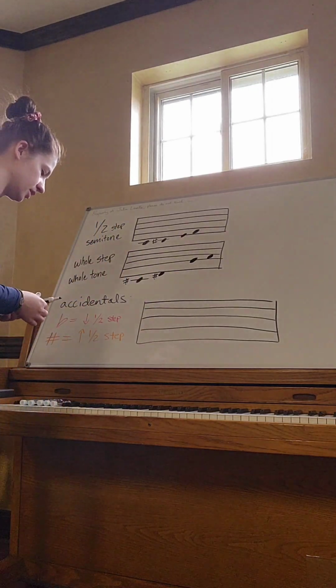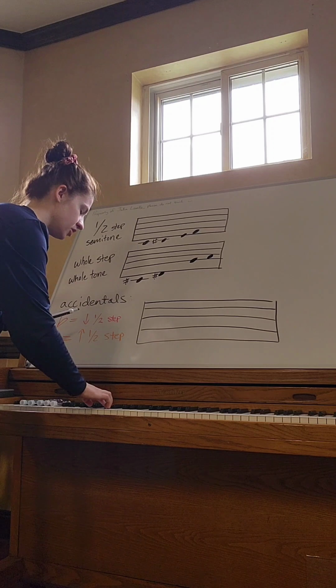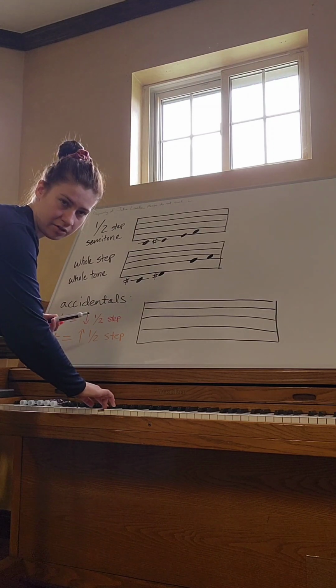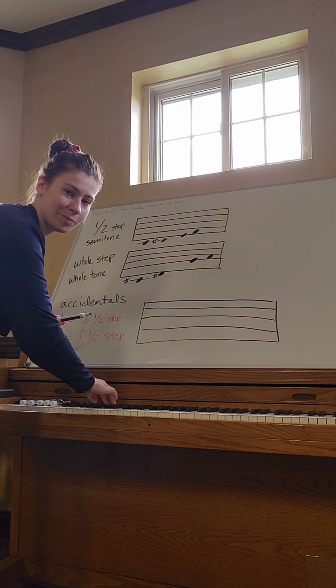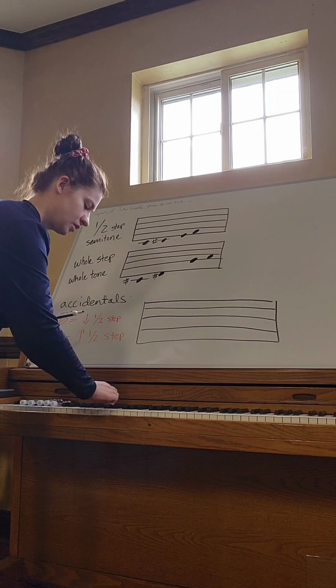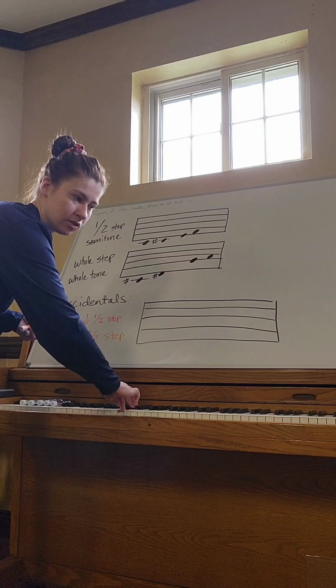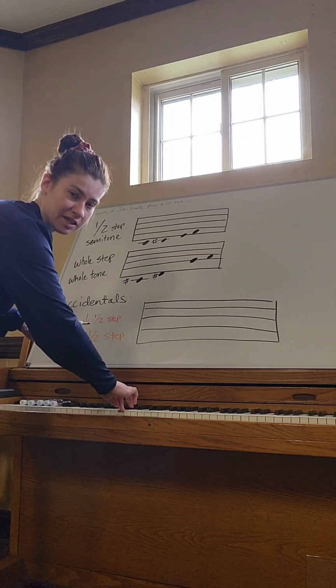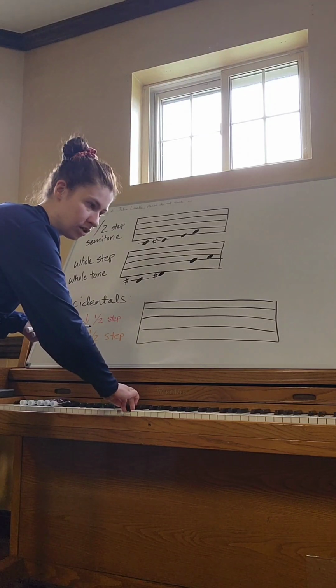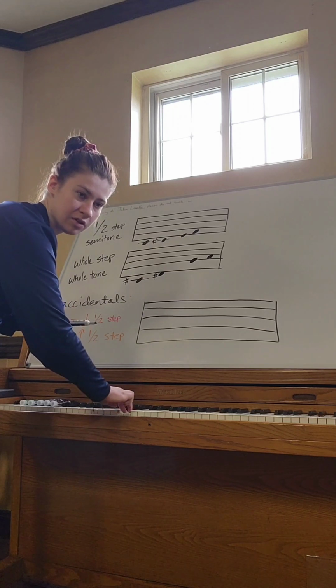So I want you to hear it. Here's C sharp, D natural, D sharp. G to A: G natural, G sharp, that's a half step. That's a whole step.